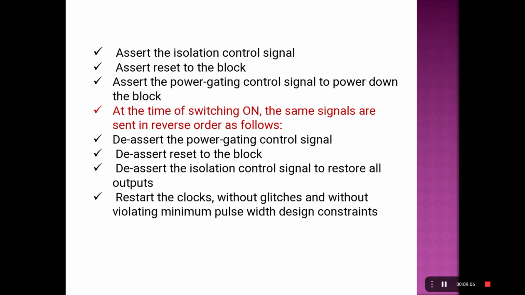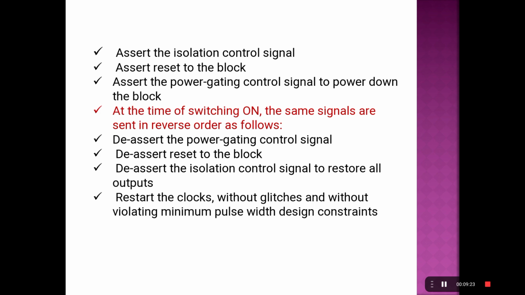So this is a procedure. First, assert the isolation control signal, assert the reset signal, and assert the power gating control signal to the power down block. At the same time, if you are performing the reverse operation for enabling, at the time of switching on, the same signals are sent in reverse order as follows.